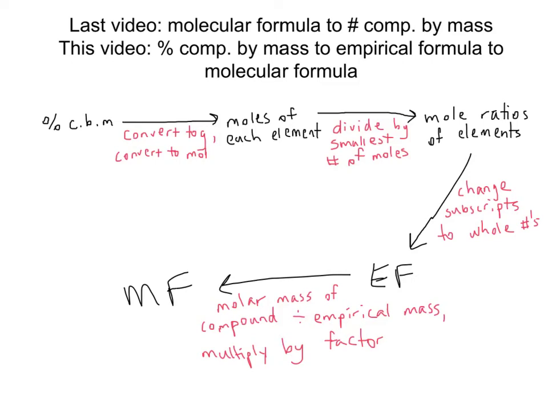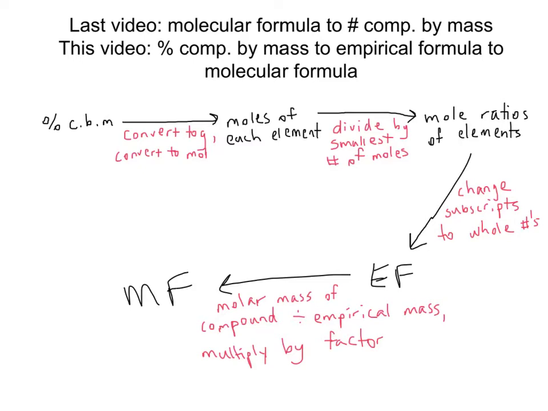In the last video, we talked about going from molecular formula to percent composition by mass. So for example, going from H2O to what percent is hydrogen and what percent is oxygen in H2O. Now in this video, we're going to go from percent composition by mass to the empirical formula. So we'll go from the percent oxygen and the percent hydrogen and find what the empirical formula is. And then we're going to take one last step and find what the molecular formula is.